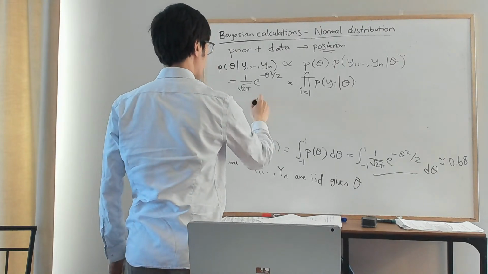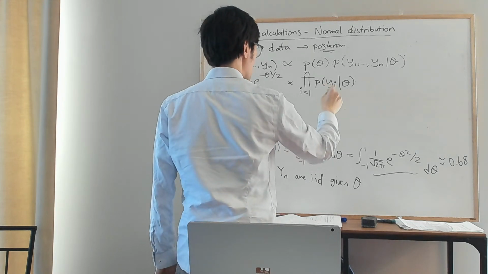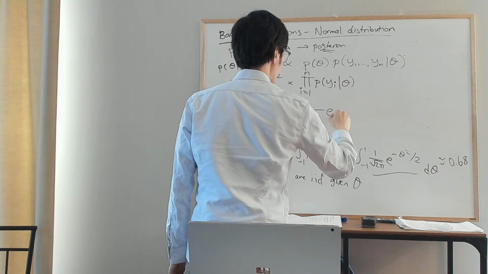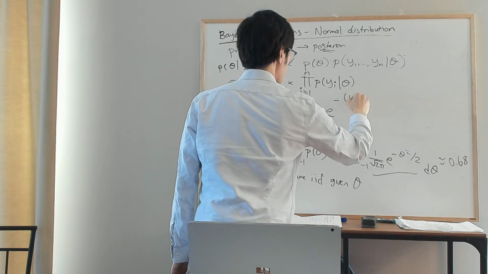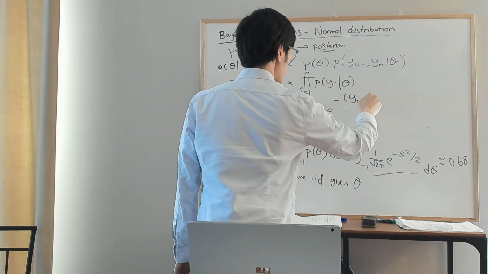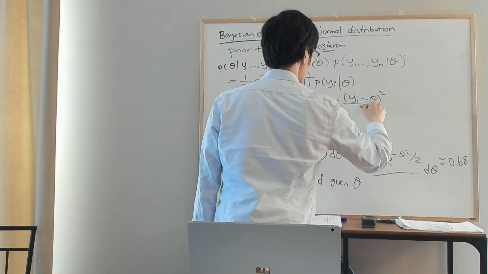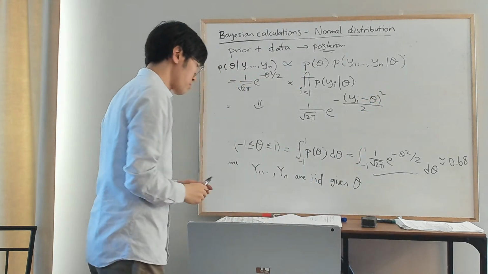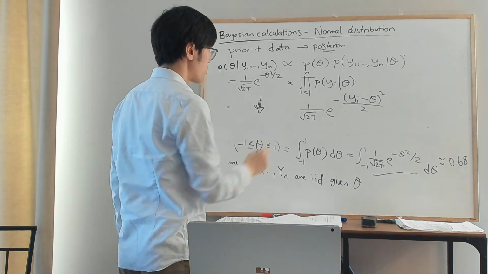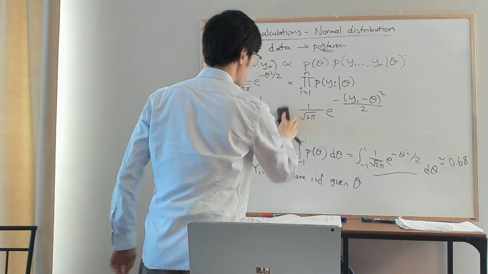This part I'm just going to copy down. And this part is the density, so 1 over root 2 pi, e to the minus, where now the argument is yi minus the mean. The mean parameter is now theta, squared, over 2. Then this just comes straight down, times all of this. That's for one of them, and then let me give myself room for the product.